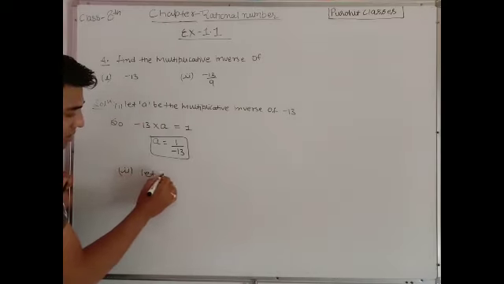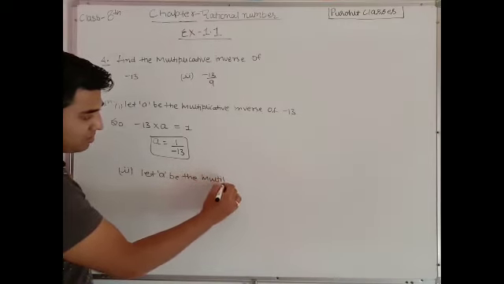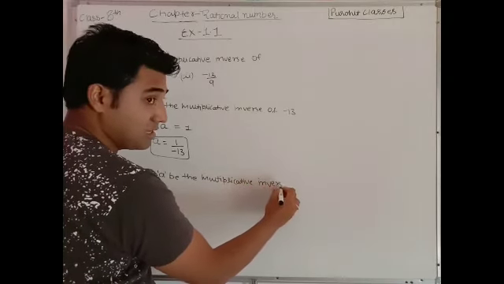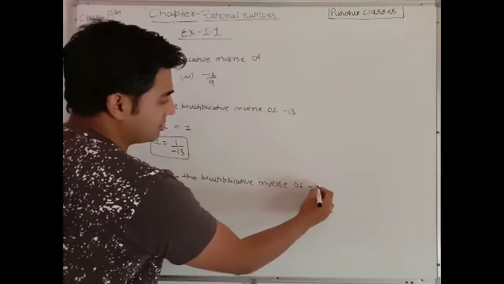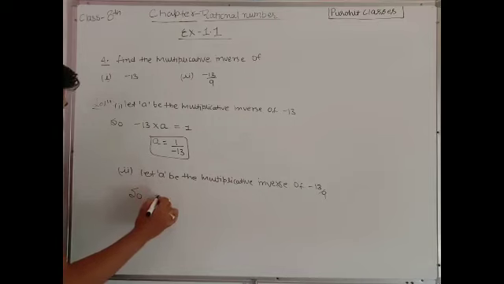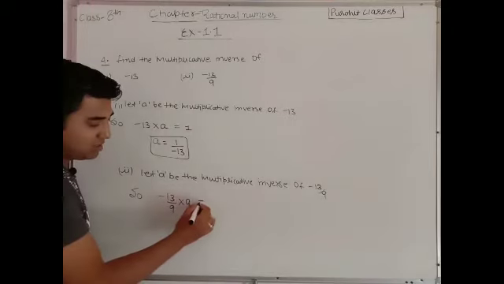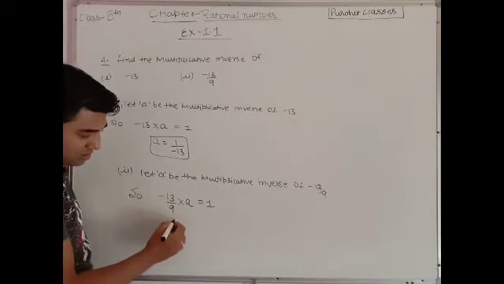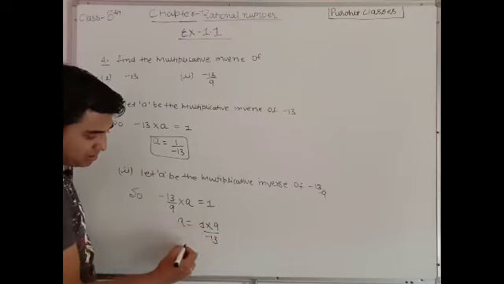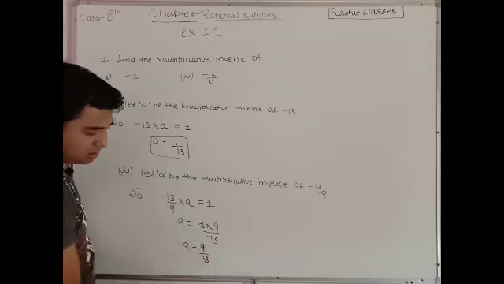Again, let A be the multiplicative inverse of minus 13 over 9. So what should it be? Tell me. This number, minus 13 upon 9, multiplied by its multiplicative inverse, that is A, must give 1. Let us transpose. So A will be equal to 1 into 9 divided by minus 13. These are so simple calculations, you are habitual of it. So this will be minus 9 over 13.